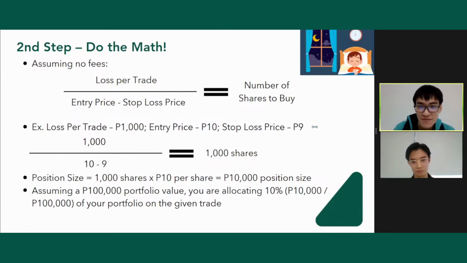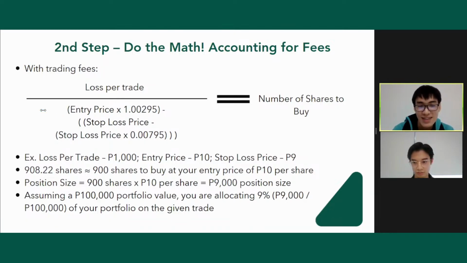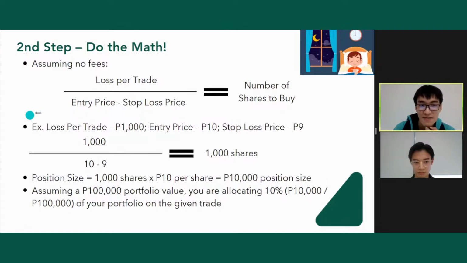But if you account for the fees, mas mababa, di ba? 9,000 na lang. So, if you don't want to compute this, here's another hack. So what you can do is you can just stick to this formula. So compute it without fees. Then you times 0.9 na lang.